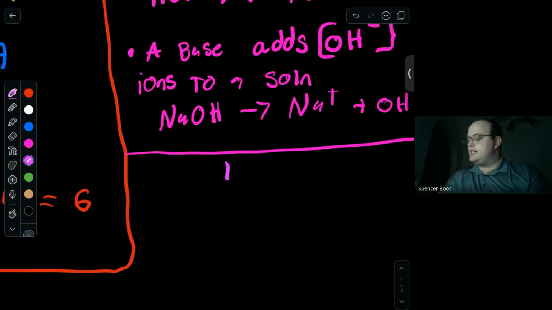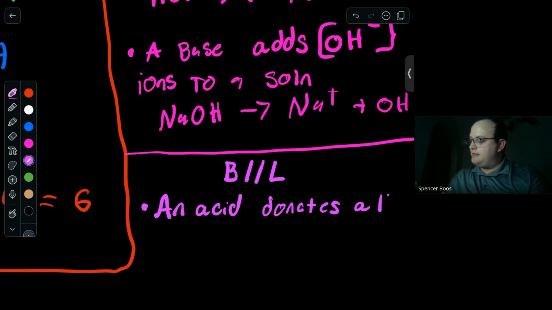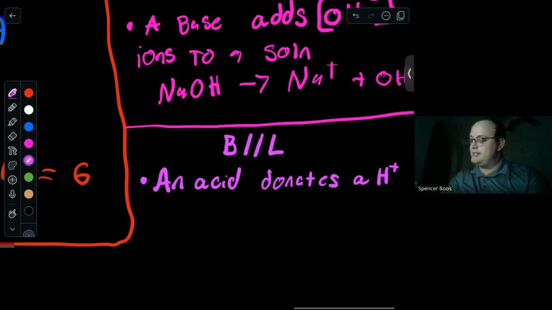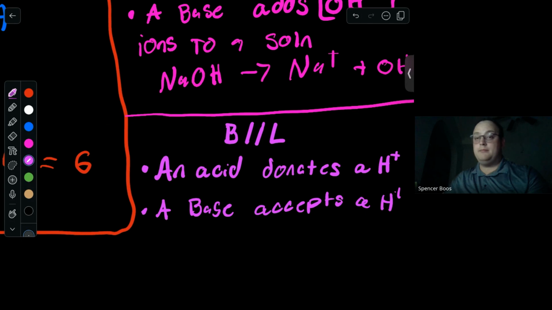We've got the Bronsted-Lowry. Now, the Bronsted-Lowry theory says that an acid donates a hydrogen ion. It also says that a base accepts a hydrogen ion. So, okay, what does this mean?